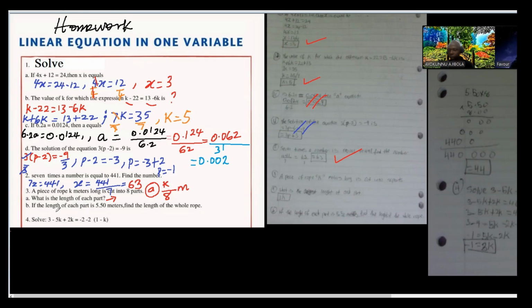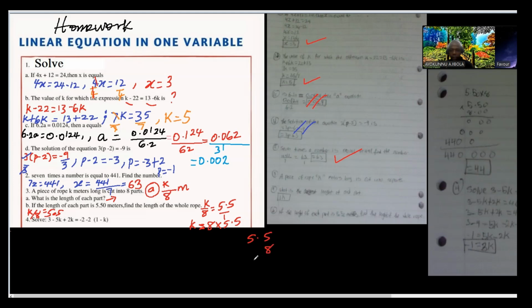So that means k over 8 is now 5.5, so we're finding k. If k over 8 equals 5.5, how can you find k? You cross multiply. 1 times k is k. Then k will be 8 times 5.5.